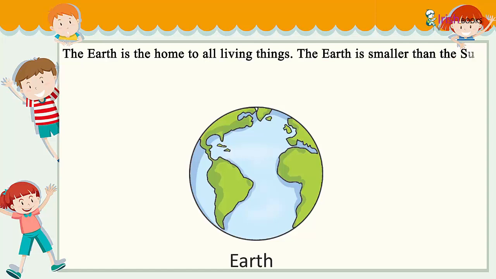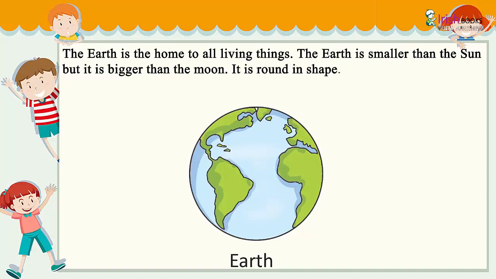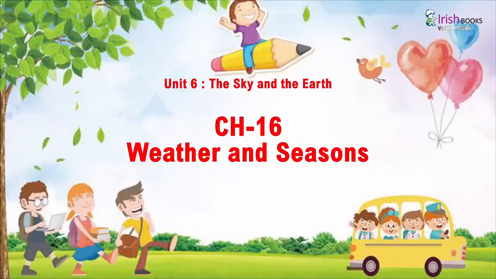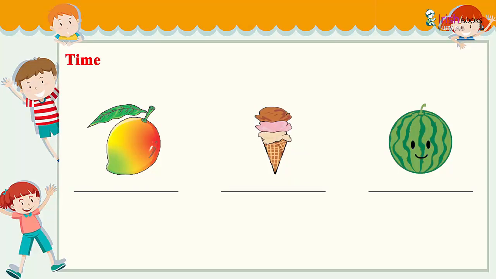The earth is smaller than the sun, but it is bigger than the moon. It is round in shape. It is made up of land and water. 3/4 part of the earth is covered with water. Chapter 16. Weather and Seasons.